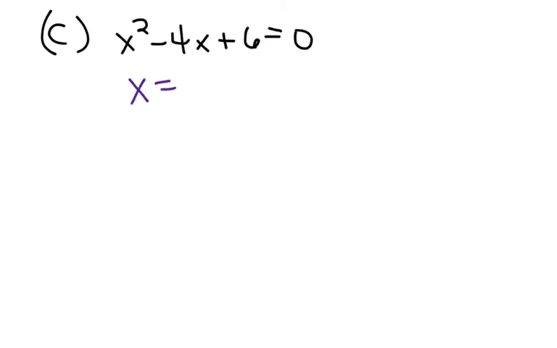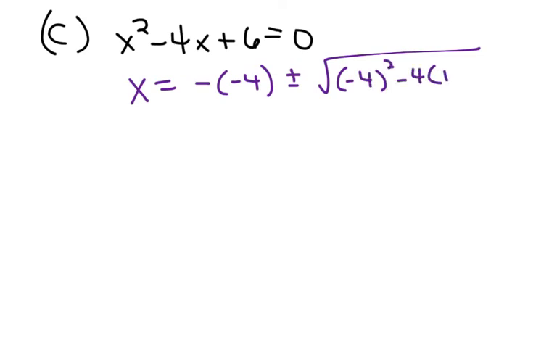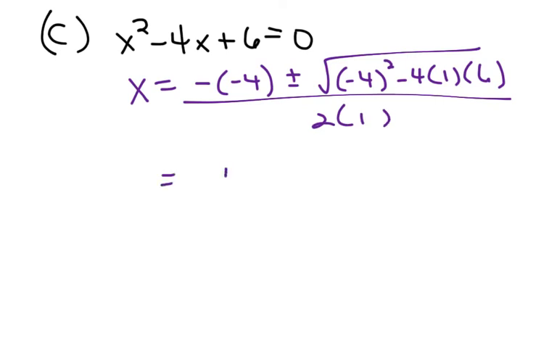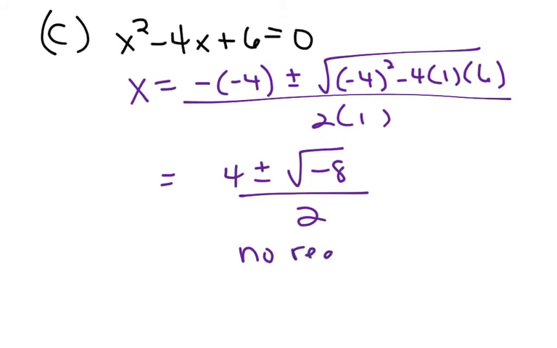Now let's talk about a problem that's not factorable. So in order to solve x squared minus 4x plus 6 equals 0, I'm going to use the quadratic formula. X equals the opposite of b plus or minus the square root of b squared minus 4ac all over 2a. So I'm going to get 4 plus or minus the square root of 16 minus 24. That's negative 8. And you can't take the square root of negative 8. That means that this answer is imaginary. So there is no real solution.